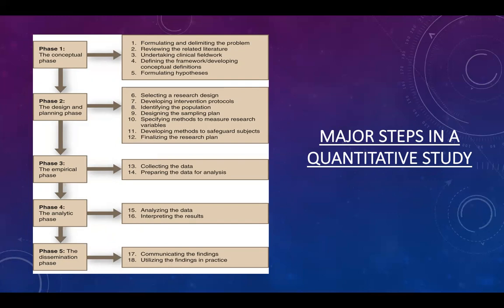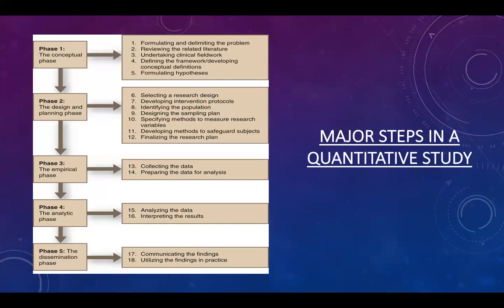In phase 2, you're going to select a research design, develop intervention protocols, identify the population, design a sample plan, specify methods to measure the research variables, develop methods to safeguard your subjects. And this is where your city certification comes into play to make sure that you're doing everything ethically with sensitivity towards your patients. And then, of course, finalizing the research plan.